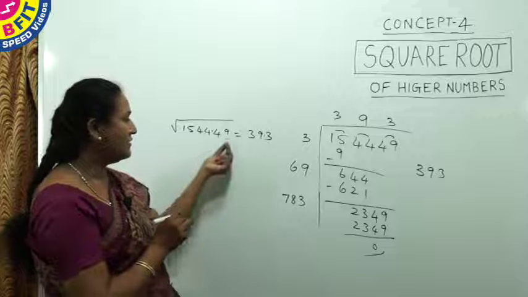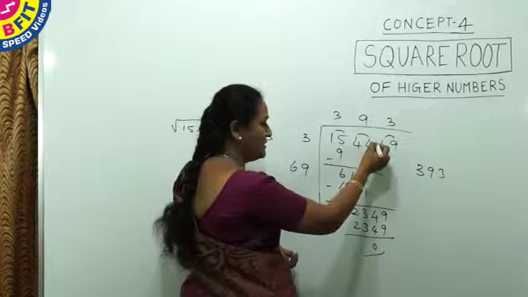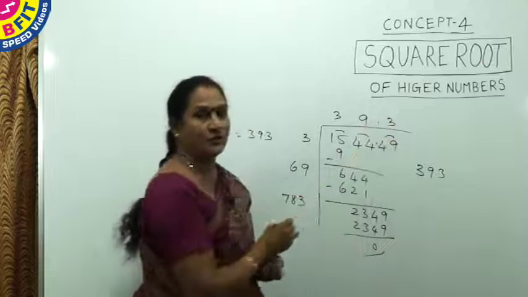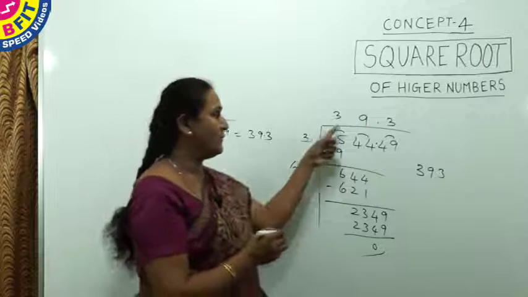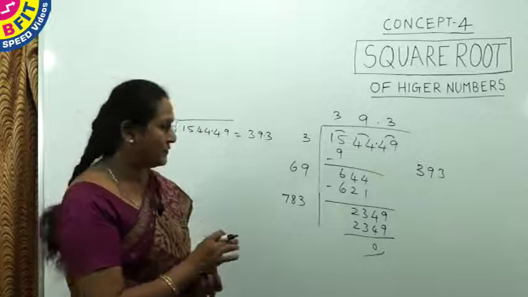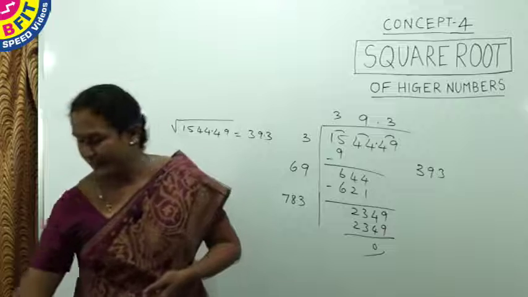So the answer is 39.3. We have a decimal here, and we can carry the decimal in the quotient, in the square root also. So the answer will be 39.3. It is a decimal number also. You can use the same division method to find the square root.